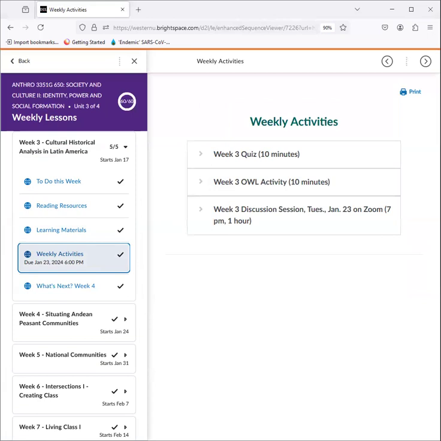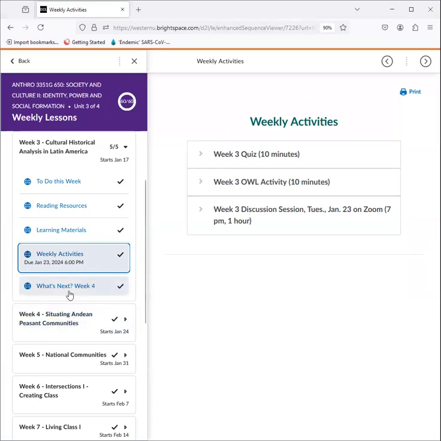And then there are all of the weekly activities with deadlines that students have to complete. A brief quiz on the readings, a weekly OWL activity, which is a way for students to extend their learning via low-effort activities marked for completion. And finally, the week finishes up with a discussion session.